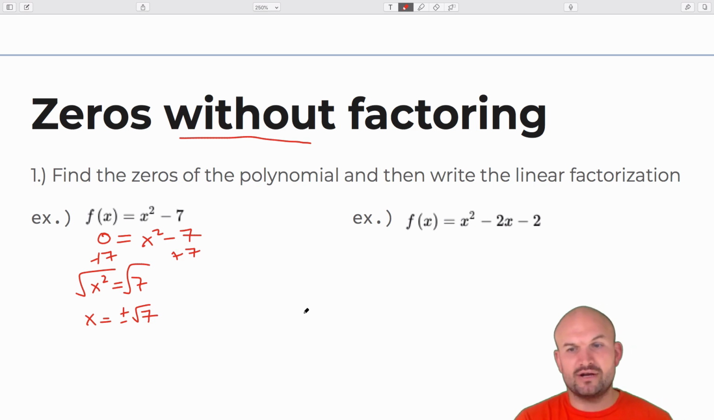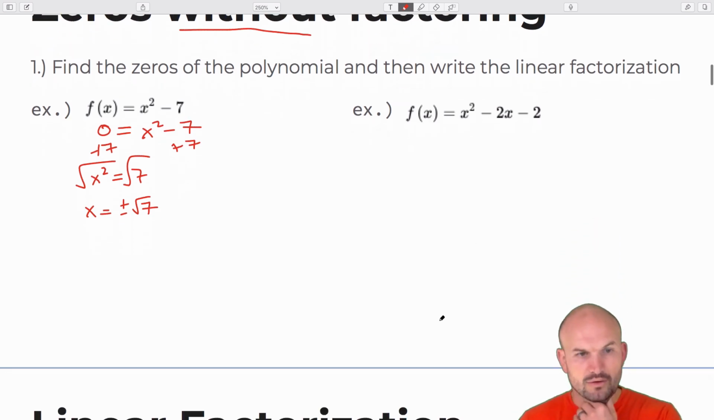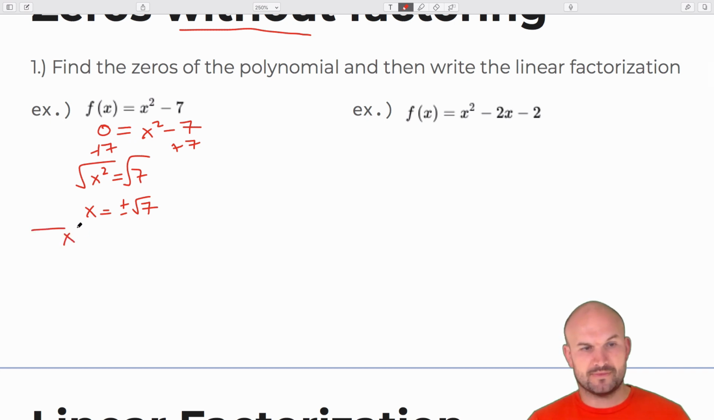However, we wanted to write the linear factorization, right? We wanted to write the products of these zeros. If I remind students, in the last lesson we learned how to write the polynomial given the zeros. And this would be the same case. Like if I wanted to write the factors, there are the zeros, right? To write this as linear factorization, we could write them as x equals square root of 7 and x equals negative square root of 7.